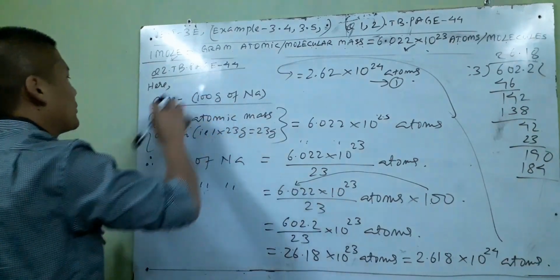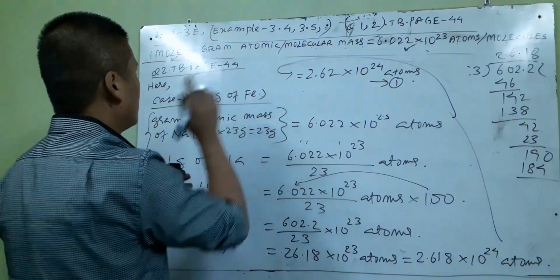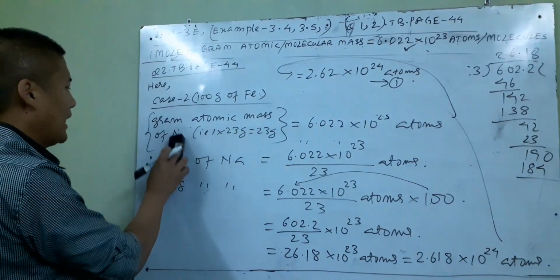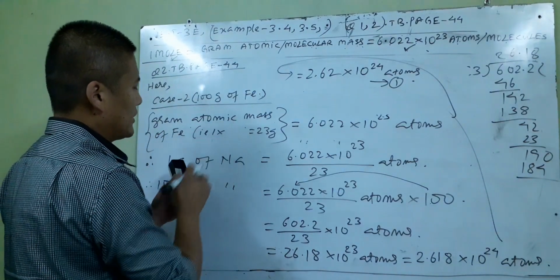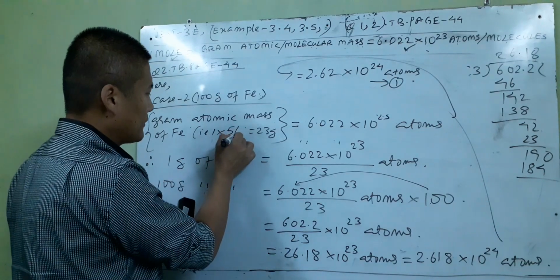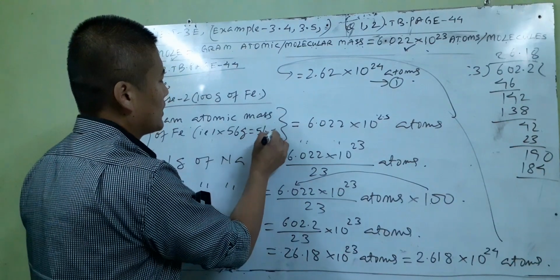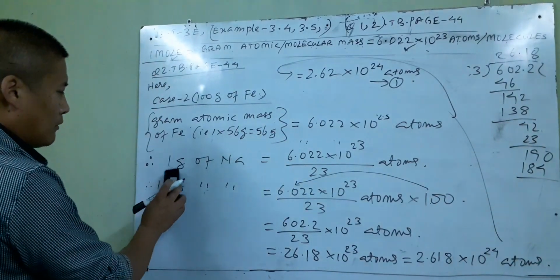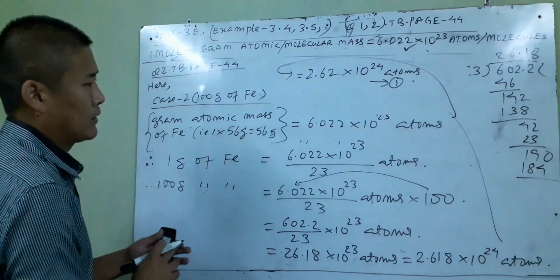Now let's go to case 2. Case 2 is 100 grams of iron. Now we'll just shorten this one, gram atomic mass of iron. If you look into your text, iron is given in the bracket in the question itself, 56 grams. So this will be 56 gram. I'm just following the same thing. Now 1 gram of iron.